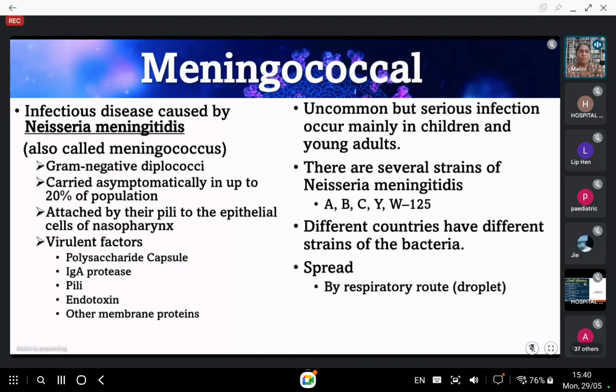There are a couple of common organisms that cause meningitis, and meningococcal disease, I think worldwide, is still one of the most severe and devastating as well as common ones. Although we very rarely see it in Malaysia, I think it's something that we should know about. It's caused by Neisseria meningitidis, a gram-negative diplococci. It's carried asymptomatically in up to 20% of the population in the nasopharynx.